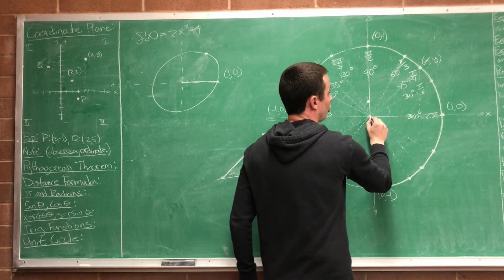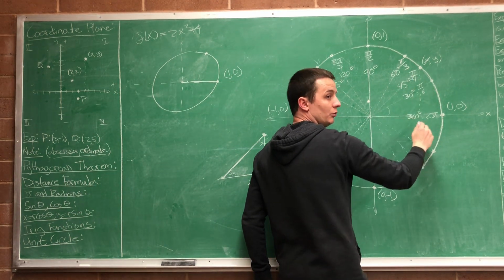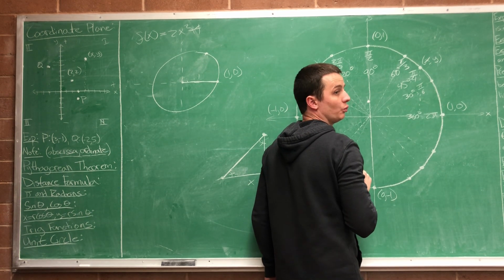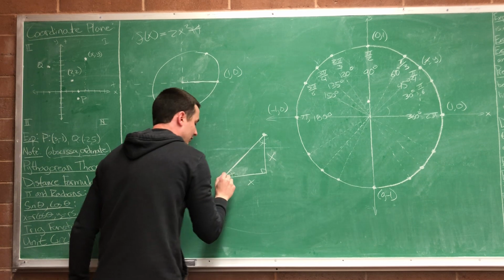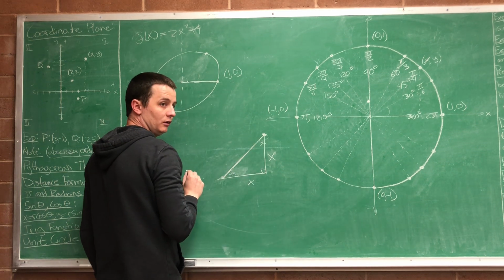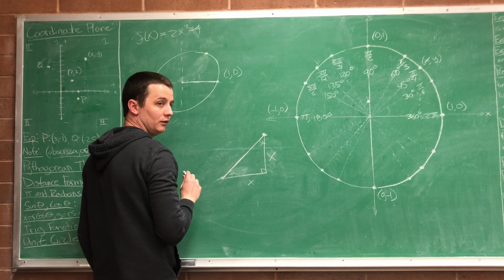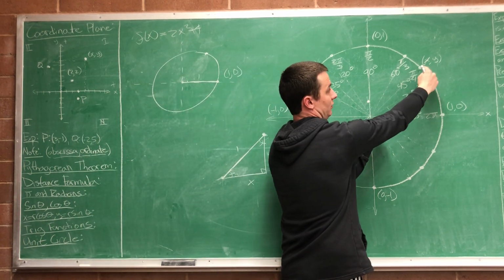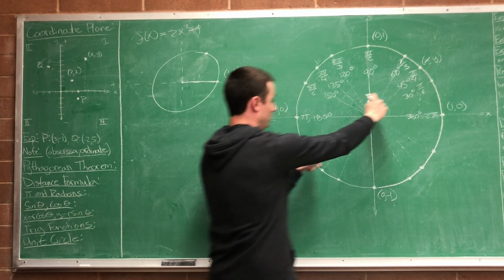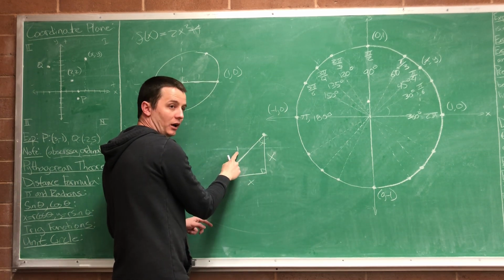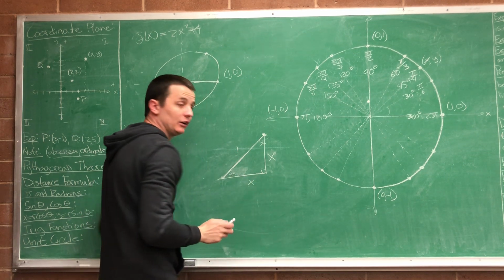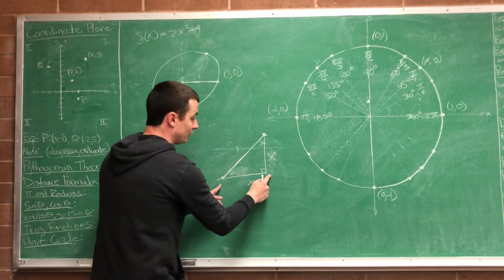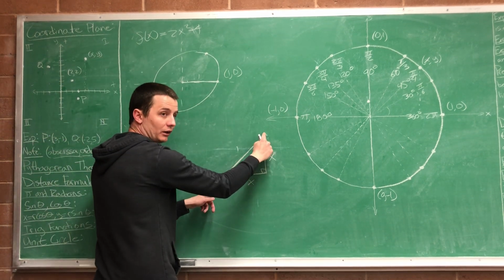It came from this circle. What's the radius of this circle? 1. It's a unit circle. What's the distance from here to here? 1. This is the radius. So this has distance 1. This is a right triangle, so I know I can use the Pythagorean theorem. So I know that this side squared plus this side squared equals this side squared.